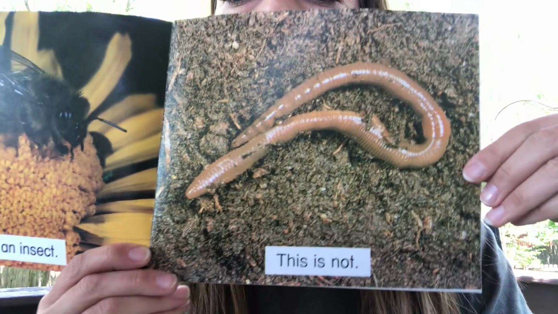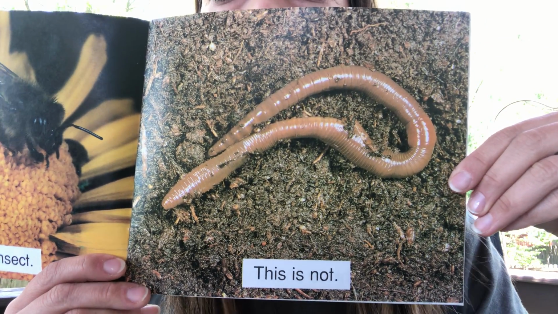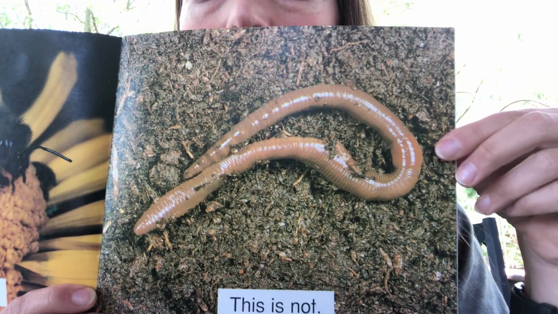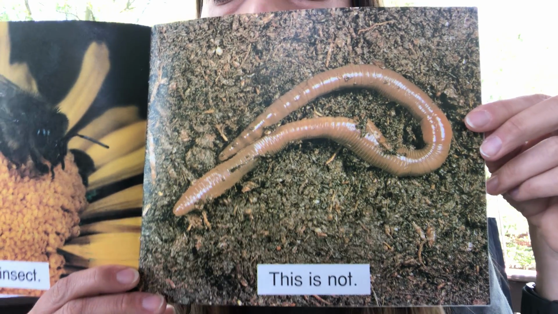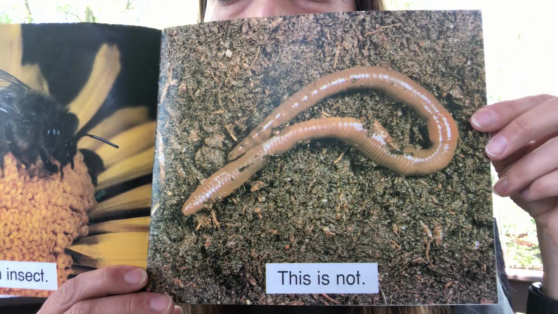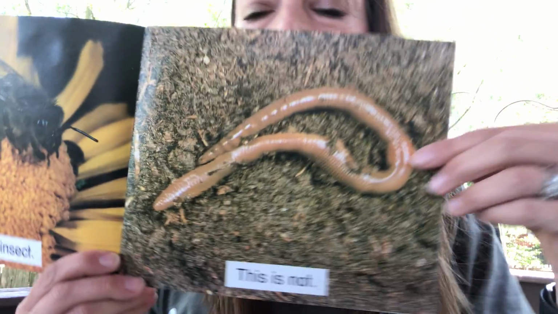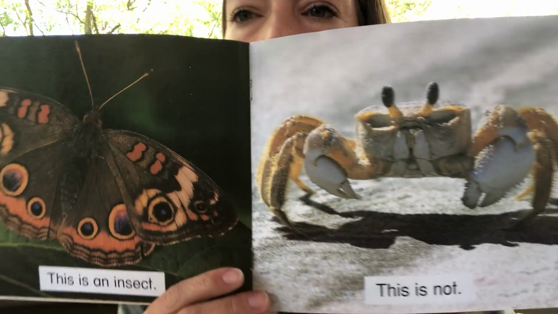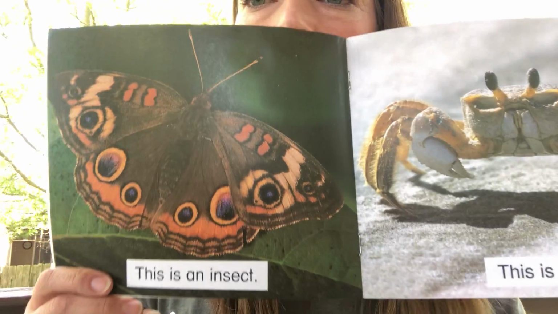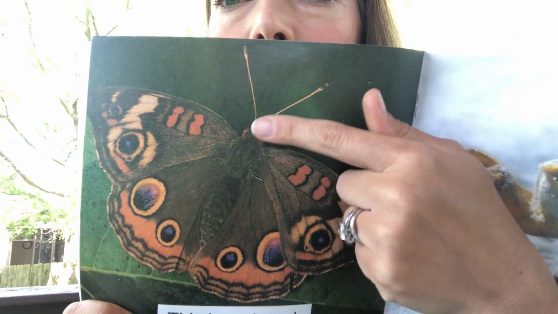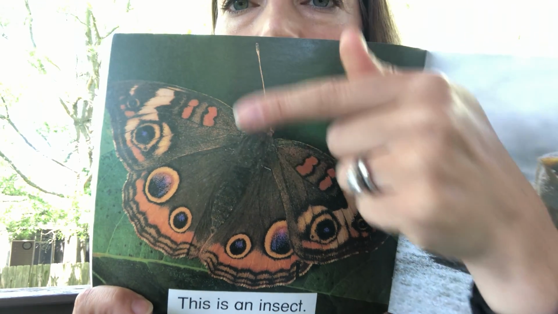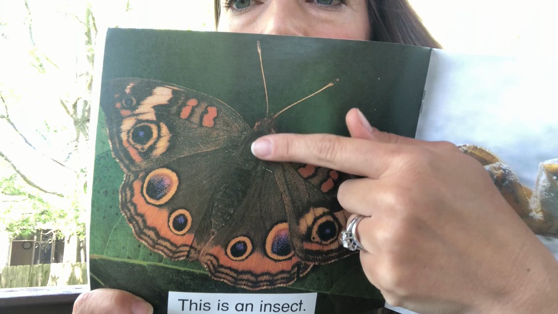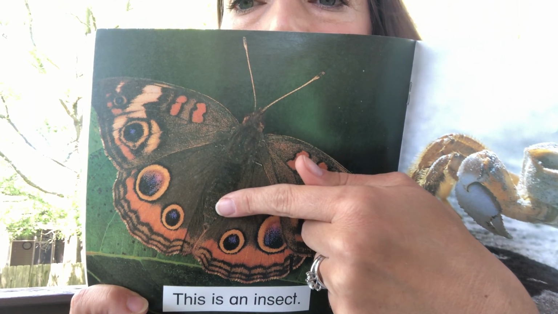If we look here, this worm is not an insect. It does not have 3 body parts. It does not have 6 legs. So we know it is not an insect. If we look at the butterfly, it is an insect. It has antennae, it has wings, it has a head, a thorax, and an abdomen.